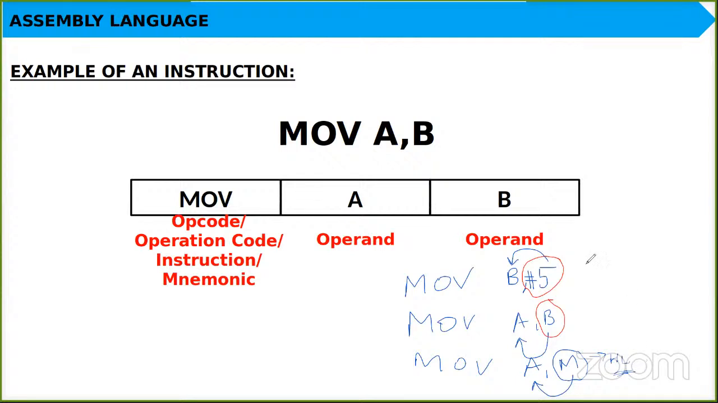Right, so you can see over here, these are different kinds of operations. Move B comma 5 means immediately I'm putting the data into B. Move B comma A means it is indirectly by means of the register. Move A comma M means it is memory addressing as such. Okay, so there are different things happening over here.